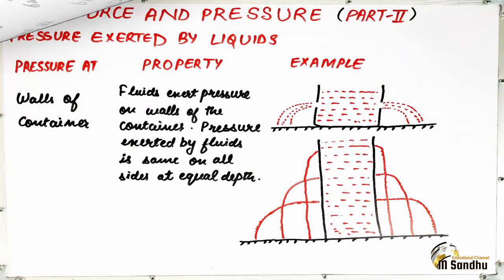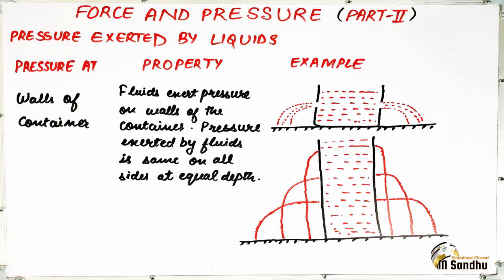Our next example is when pressure is exerted at the walls of the container instead of the bottom of the container. The property of this type of pressure is that fluids exert pressure on all walls of the container. This pressure exerted by fluid is equal at the same depth. We can have an example of this one also.